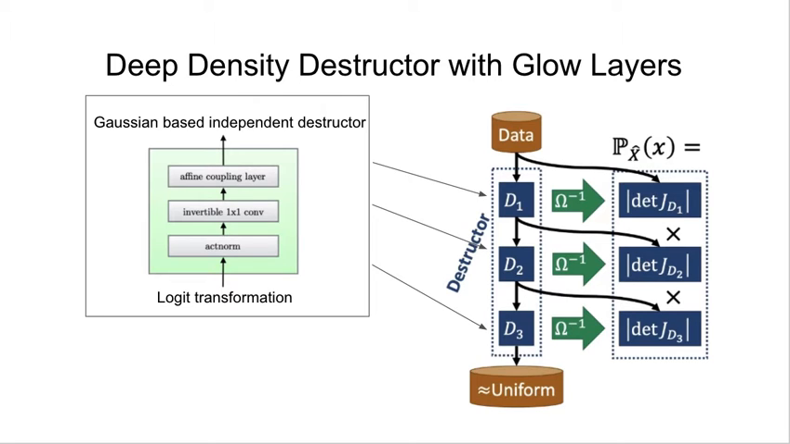The difficulty here is that to stack density destructors together, each of them has to be canonical. By definition, it means the domain and the range of the transformation have to be from 0 to 1. So we add a logit function before each GLOW layer and add a Gaussian-based independent destructor after each layer. By doing this, we make each GLOW layer a canonical density destructor. So now we can stack them together to build a deep density model.